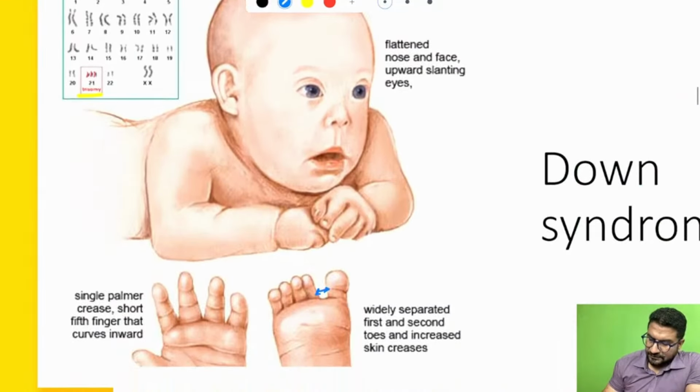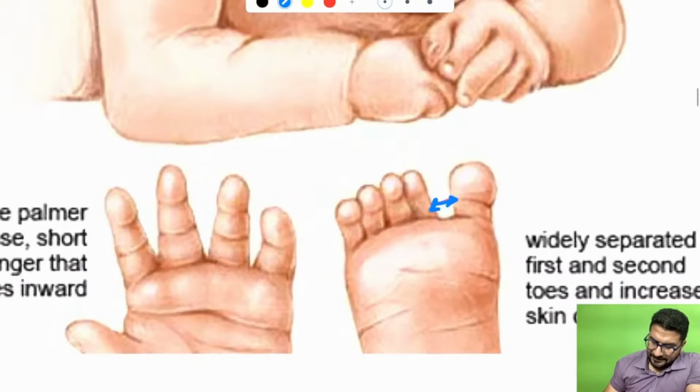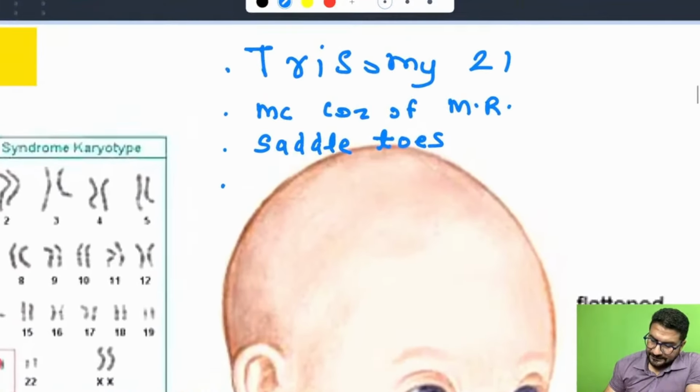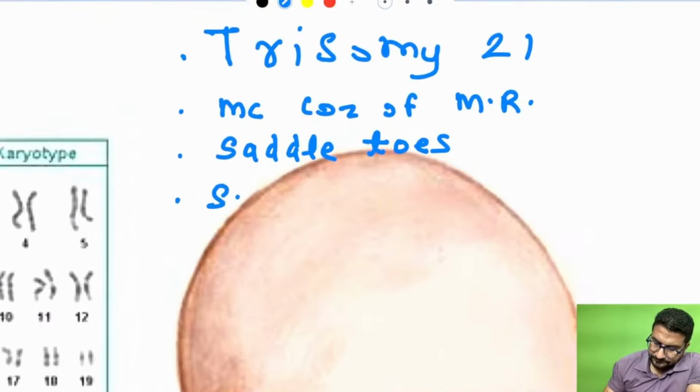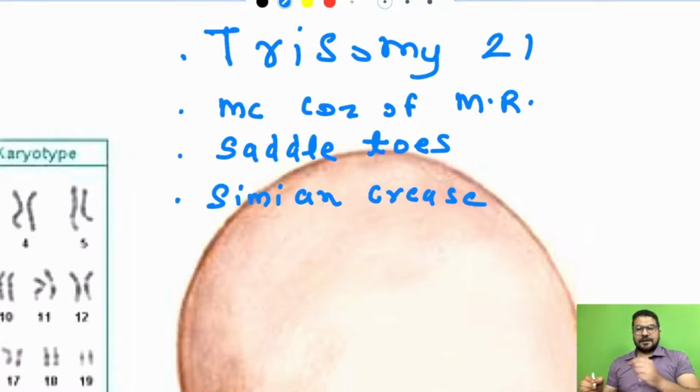Then the next thing you will notice. Understand this thing. You can notice there is a single line. In one hand there is only this one line. This single palmar line is called simian crease. We call this simian crease.